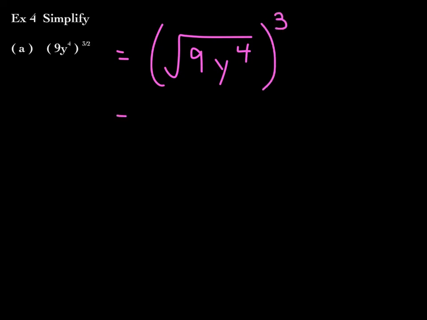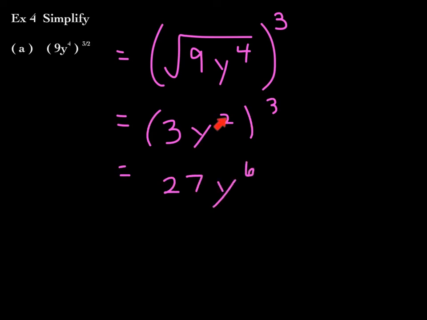Now, the square root of 9y to the 4th, right? The square root of 9 is 3. Now, watch this. 4 divided by 2 is 2, right? So this will be y squared. Don't forget, we need to cube this square root. So 3 cubed is 27. Y squared cubed is y to the 6th, because you would multiply these two by the power rule. All right, cool.